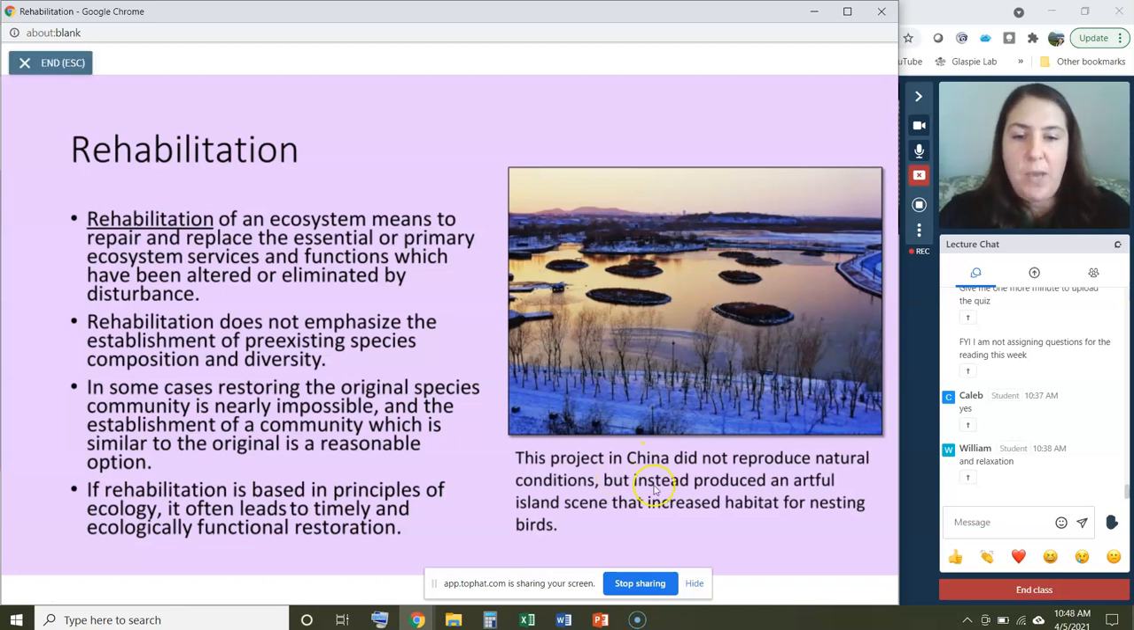So an example would be, and we'll see this project in a later slide, this project in China to restore a coastal environment. They didn't reproduce natural conditions. They actually added in these islands in a lake. And the idea was to create something that was aesthetically pleasing, so it's really pretty to look at, but also to increase habitat for nesting birds. And so they were trying to restore the function of this lake by adding something new. This doesn't really look like what it once was, but it still has the same function that it once had.